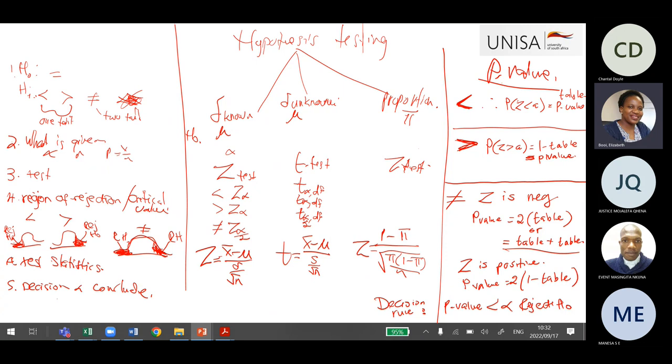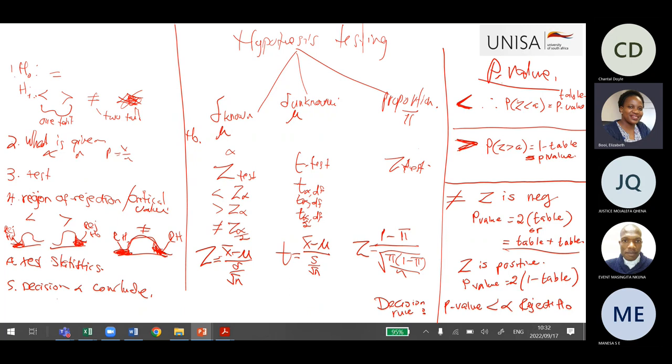How do we do certain things? How do I determine what my null hypothesis and my alternative would be based on the information given? Can I put a greater than or equal to in the alternative? No, you cannot, because in your alternative hypothesis, there can never be an equal sign to it.